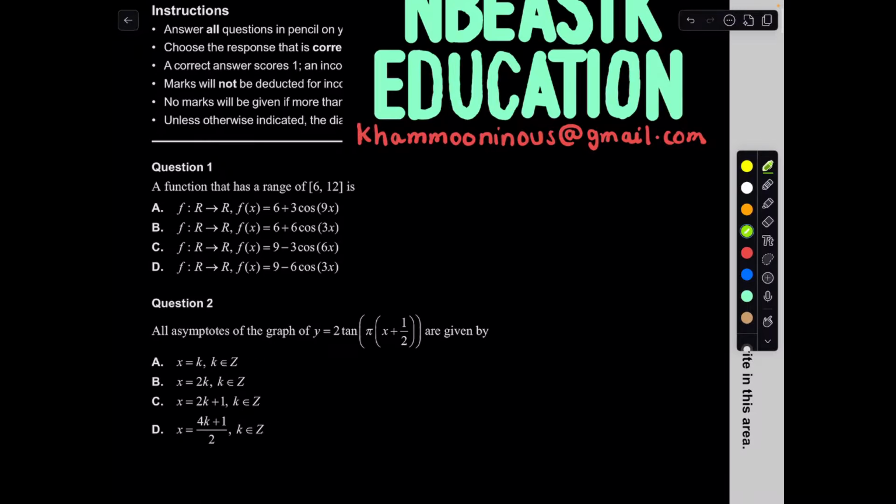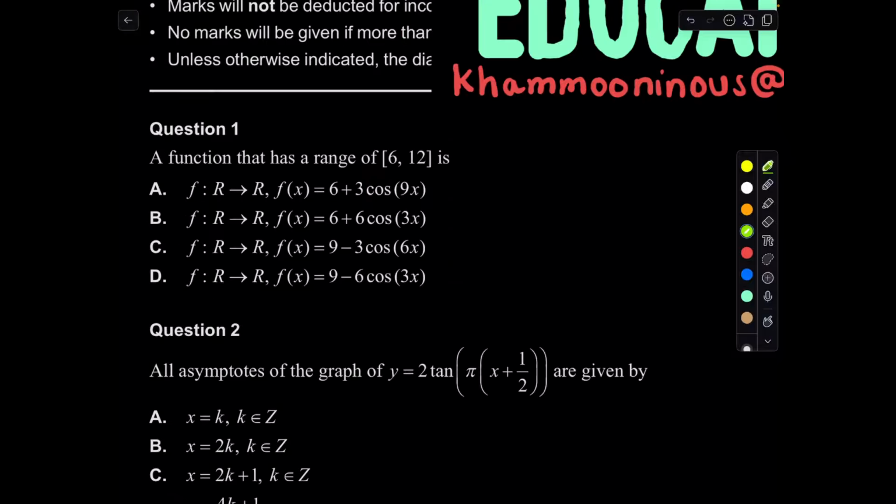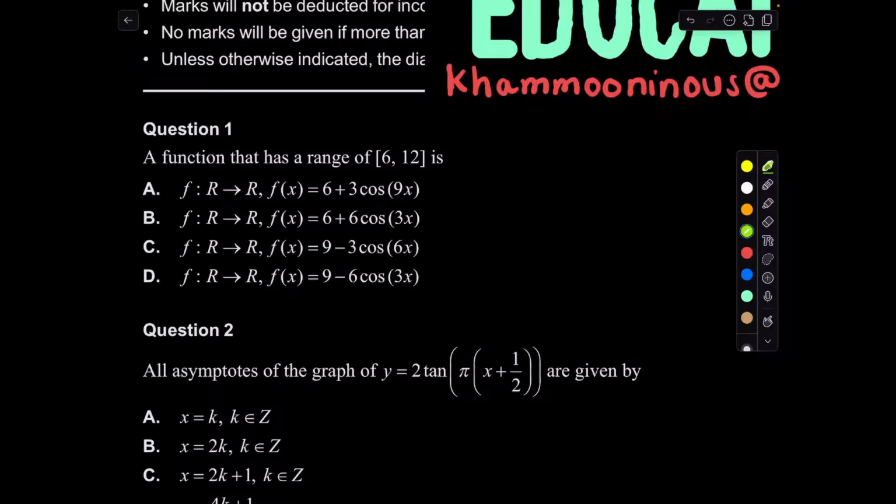Alright, question 1. A function that has a range of 6 to 12 is what? So this is actually not even that bad because, as you can see, it is just cosine functions. Now, for those that don't know, finding the range for sine and cosine is the easiest thing ever, because it's just a rule. There's a quick rule for it.